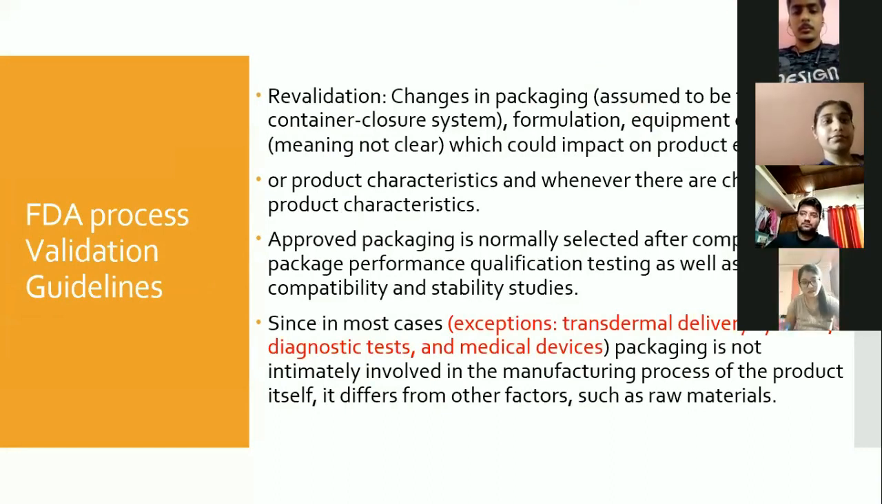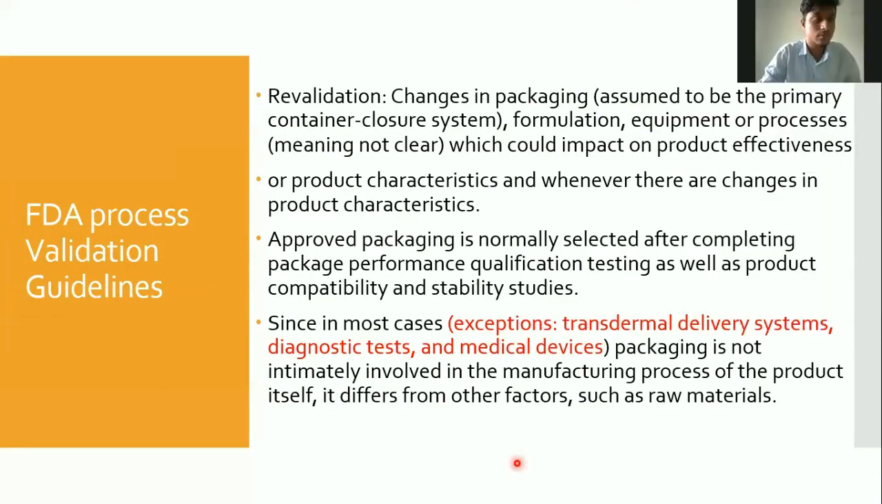Again, there are some things, like when there is a change in the packaging, formula, equipment, or a change which ultimately impacts the product effectiveness. That time we will go for the revalidation, and this is also approved in the FDA process validation guidelines. Or whenever there is a change in the product characteristics, that time we will go for the revalidation. Then approved packaging is normally selected after completing package performance qualification testing as well as product compatibility and stability studies. So generally this approved packaging comes after all this qualification.